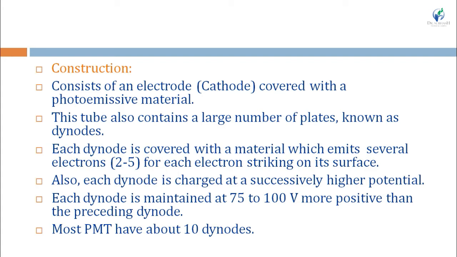Most PMTs have about 10 diodes, and each diode is covered with a material which emits several electrons, means 2 to 5 electrons for each electron striking on its surface. Each diode is covered with a material which emits 2 to 5 electrons for each single electron striking on its surface, right? This multiplication is possible because of this material.